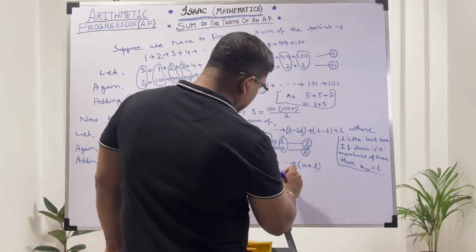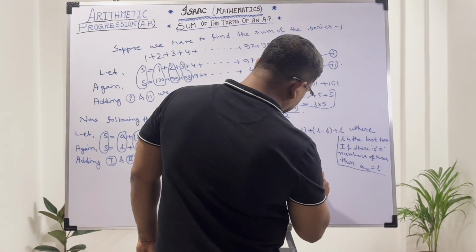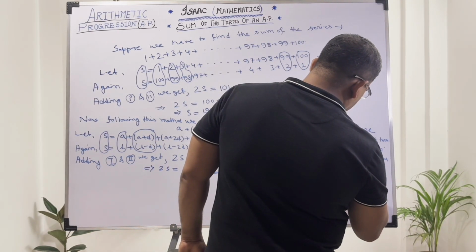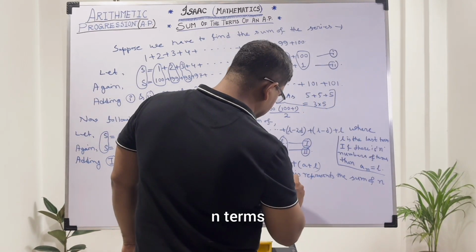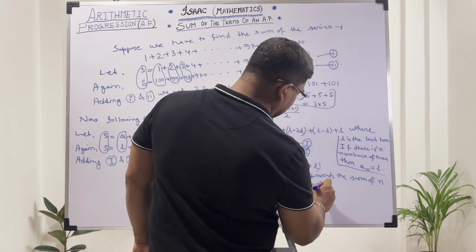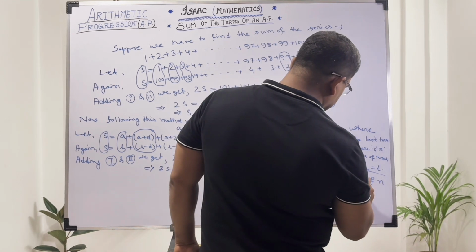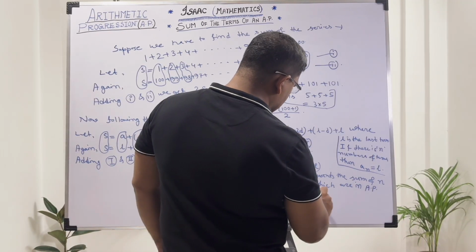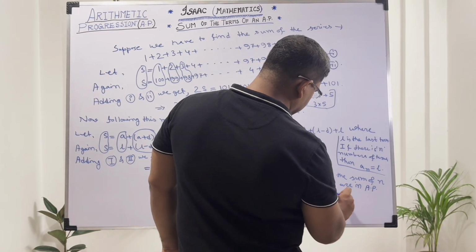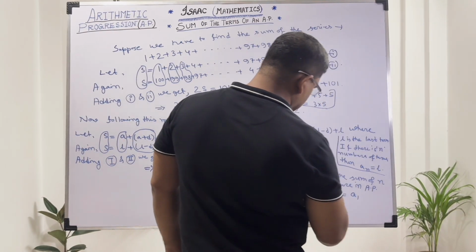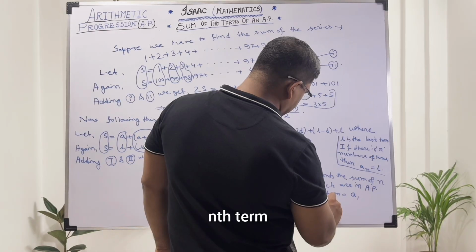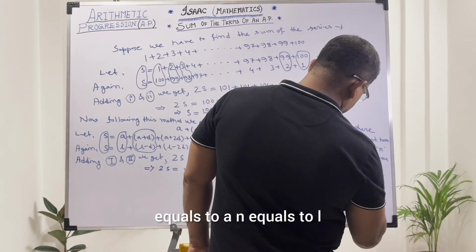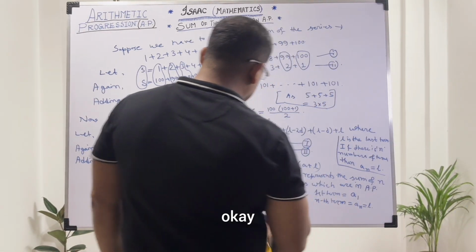So this represents the sum of n terms which are in AP, where the first term equals a1 and the nth term equals a_n equals l. Okay.